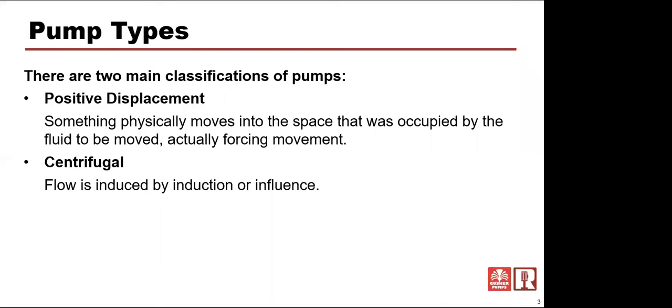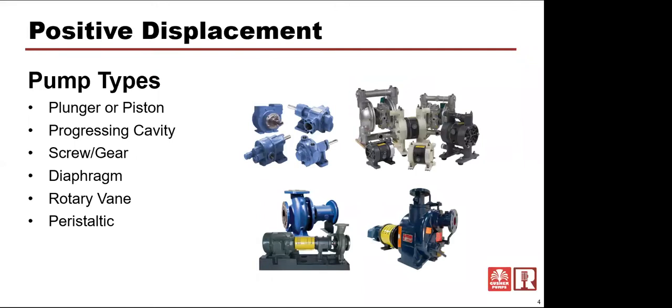So as we move forward here, we're going to talk very briefly about positive displacement. Most of this course is about centrifugal pumps and applications there. So anyways, common types of positive displacement pumps: plunger or piston pumps. Generally, they're 2 or 3 plungers or 2 or 3 pistons with valving that operate on an alternating basis. Progressing cavity pumps, screw or gear pumps, diaphragm pumps. Those may be an electrically operated diaphragm or an air operated diaphragm. Rotary vane pumps, and peristaltic.